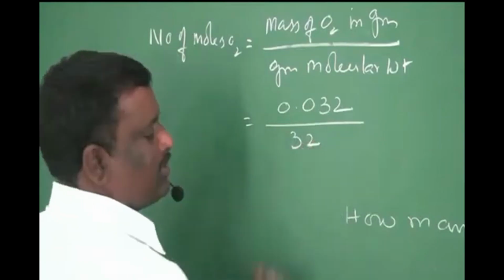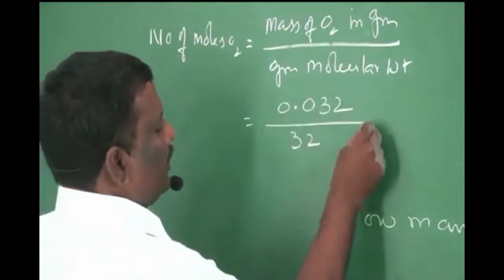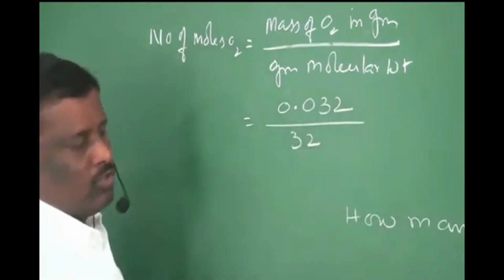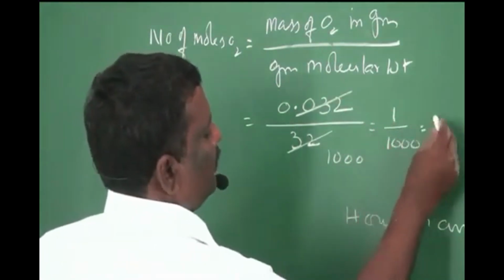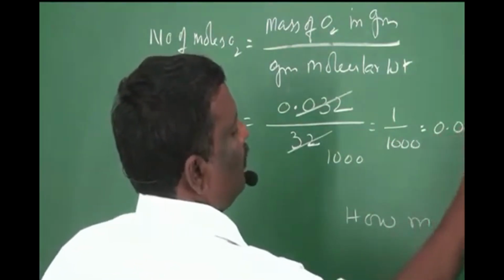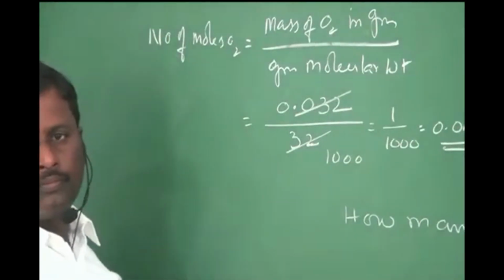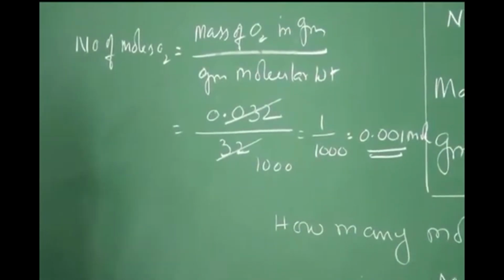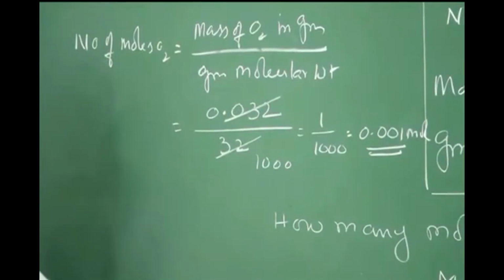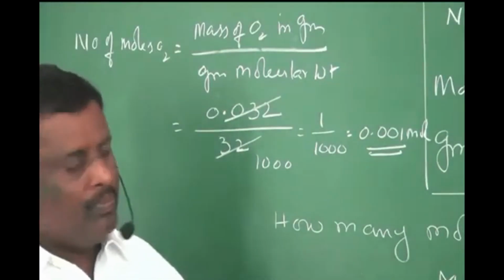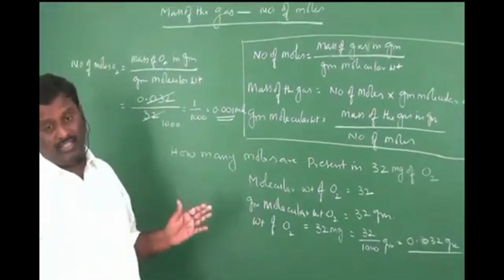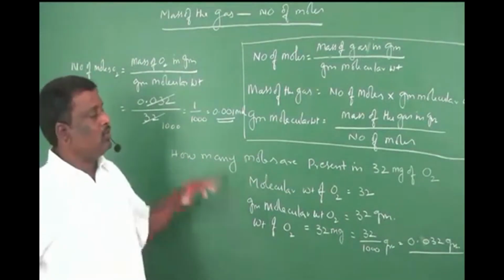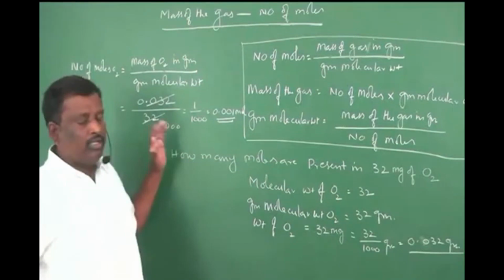Whereas the gram molecular weight of oxygen is 32. So this 0.032 is divided by 32, it will be 1 by 1000, that means 0.001 mole. So this is the relation between the number of moles and the weight of the gases. If the mass of the gases is given in units other than grams, the first thing you have to do is convert that mass into grams. Then you should use the given formula to get the number of moles.